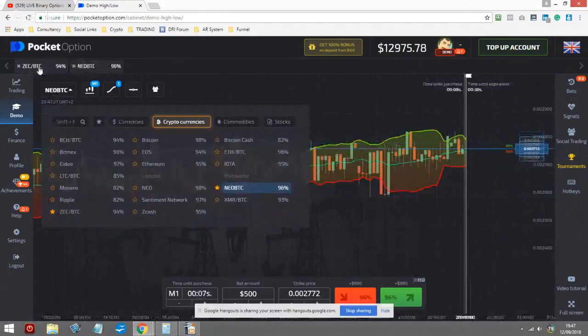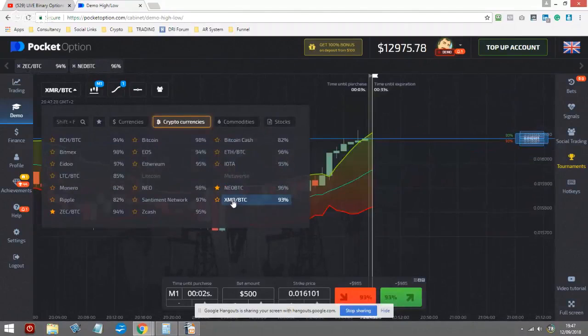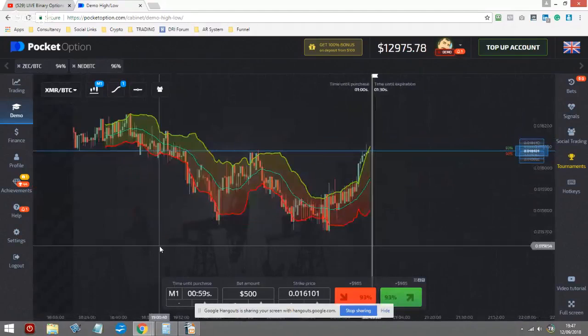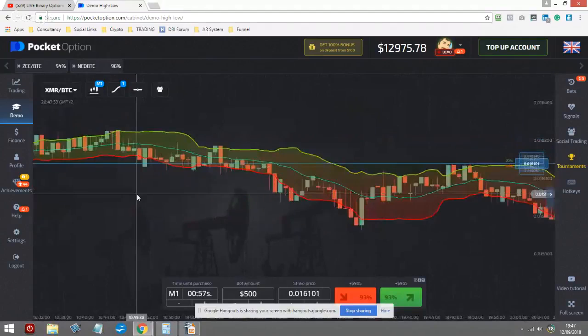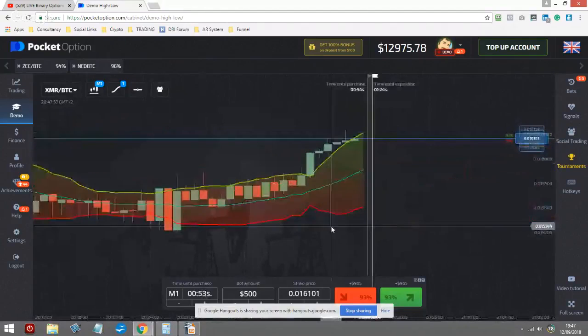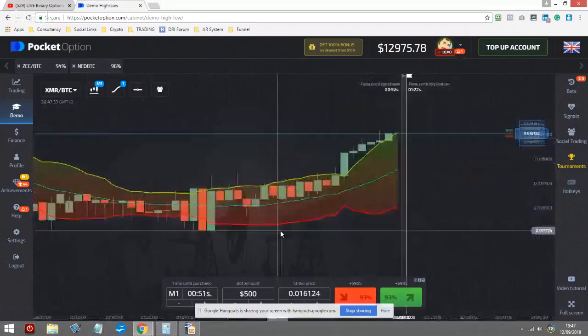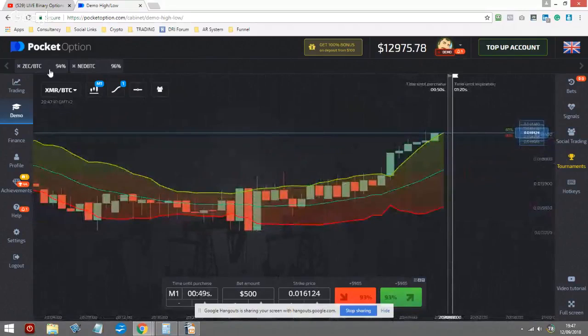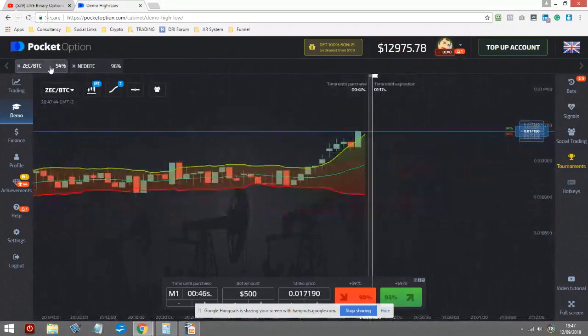We'll flick between ZEC BTC and NEO BTC. Let me just have a quick look at XMR. Now, XMR is normally quite a good favorite of mine. I don't think it's going to be behaving for tonight. Okay, so let's just have a look at these two. So I've starred ZEC BTC and NEO BTC. Now I'm on ZEC BTC.